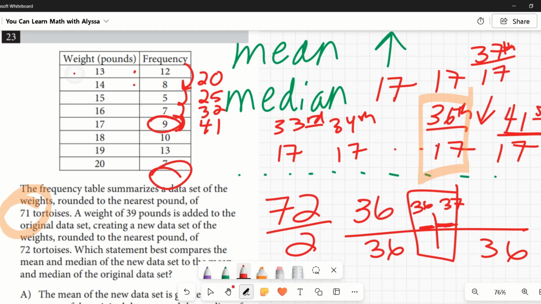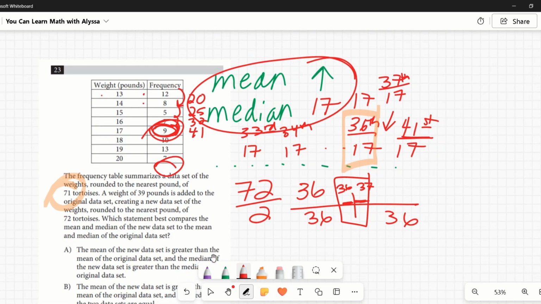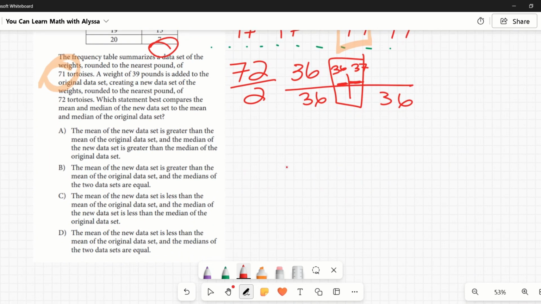If this was a whole string of individual numbers, like if there was only one turtle at each weight, the median would change in that case. But in this one, it doesn't, because we have 9 turtles in this range from the 32nd to the 41st turtle. So that median is not changing. So our final answer is that the mean is going to go up, but the median is not going to change. So let's see which answer says that.